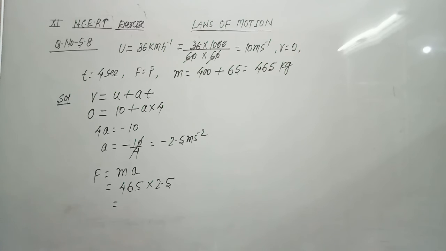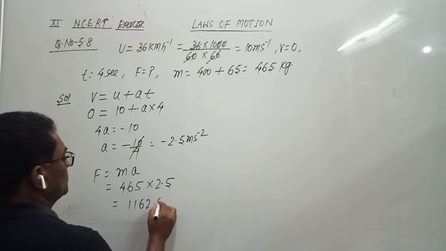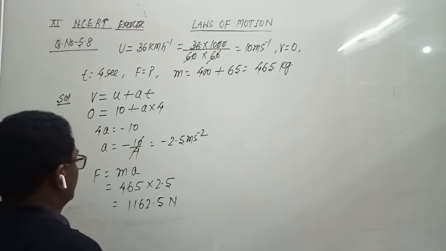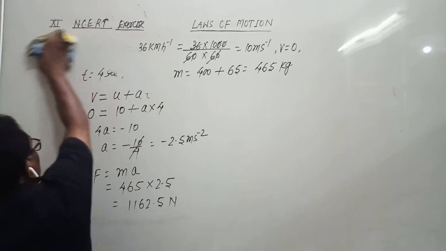So its value is 1162.5 Newton. So the retarding force is 1162.5 Newton. This force acts on the three-wheeler when it stops in time 4 seconds.